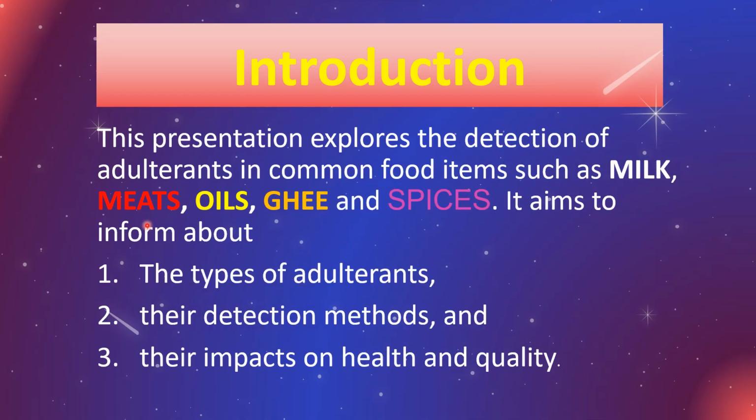In this presentation, we will see about the adulterants that are present in common food items like milk, meat, oil, ghee, and spices like chilli powder, turmeric powder, asafoetida, etc. Here we will see about the types of the adulterants that are there, their detection methods, and their impact on health and quality.